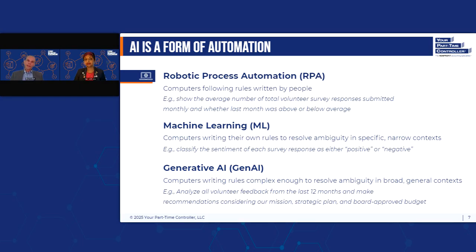But what if we want to go on and classify the sentiment of each survey response as either positive or negative? Suddenly we're going to find that the number of rules we would need to write for a traditional automation tool to do that classification is simply too long. It's going to take us so long to write the rules, because we'd need to look at each open-form text response from our volunteers and ask, what makes this positive or what makes this negative? That's the kind of work that a human could do very quickly, right?